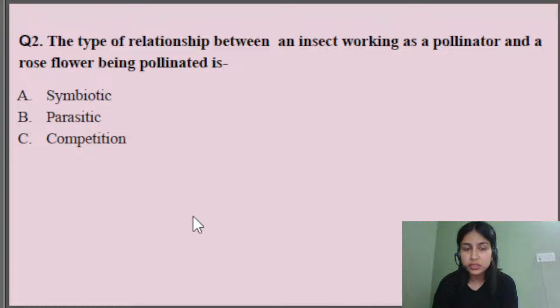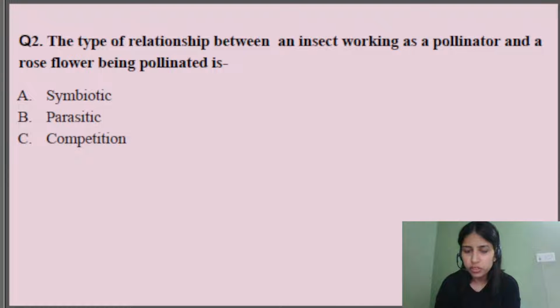Yes, so this is a symbiotic type of relationship because they both are getting benefit. The rose flower is being pollinated through that pollinator, or we can say that insect, and that insect is getting towards that flower because it is getting nectar from that flower. So this is being termed as the symbiotic relationship because they both are getting the benefits from each other.